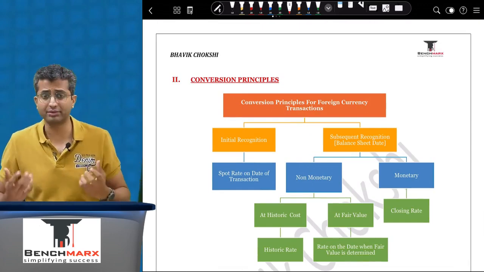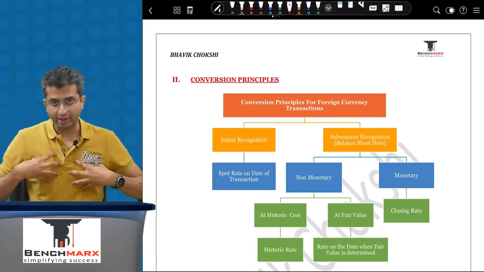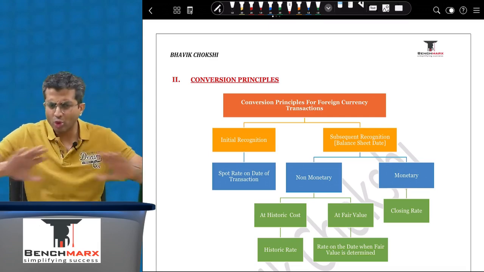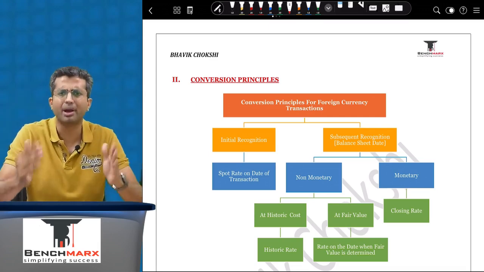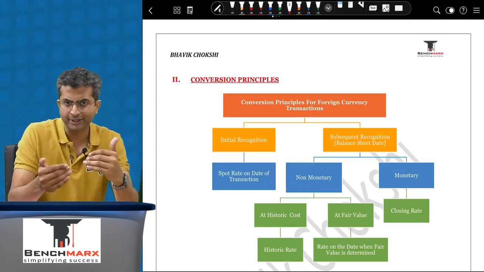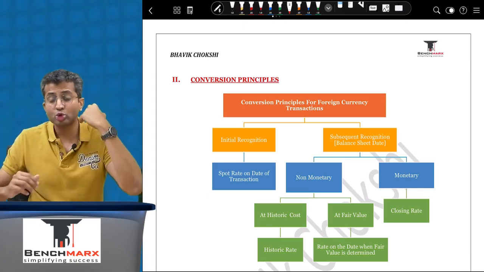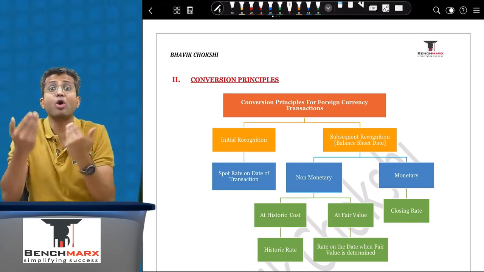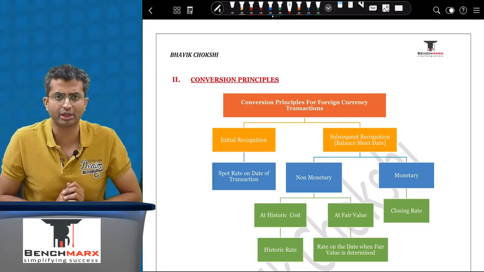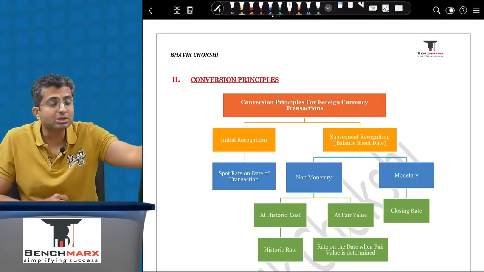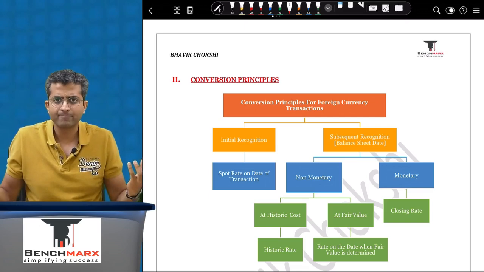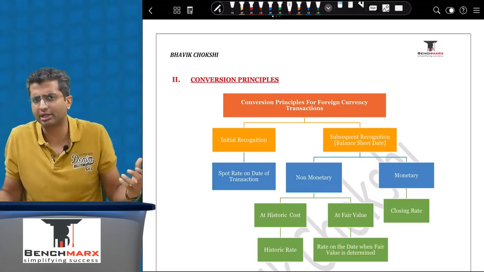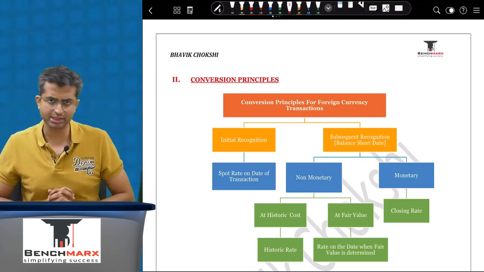Now we go to the second part of the standard: what if there's an entity, an Indian entity for example, which has no subsidiaries, no associates or joint ventures, a simple Indian company whose functional currency is the rupee. It enters into a transaction to sell goods to a US party, which is going to pay you money. That's a foreign currency transaction because the invoice is denominated in dollars. Or an Indian company which decides to import equipment from the US, which is again a foreign currency transaction. So the question arises, at what rate should you convert these foreign currency transactions?